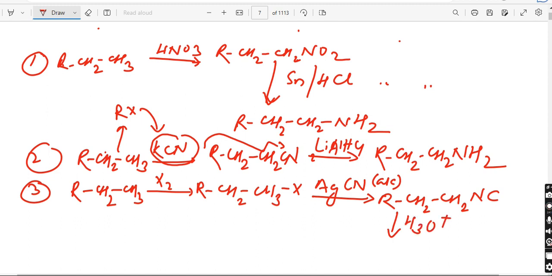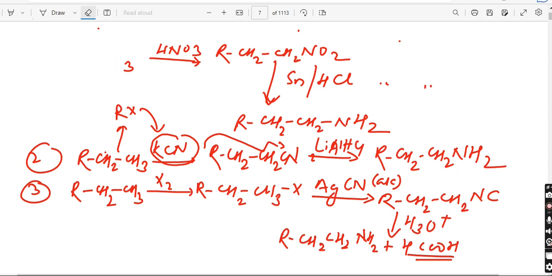Now you have to do acidic hydrolysis. When you do acidic hydrolysis of this, it will produce RCH2CH2NH2 plus HCOOH. Okay, so this is how we convert into amines. How we converted this to the amine.